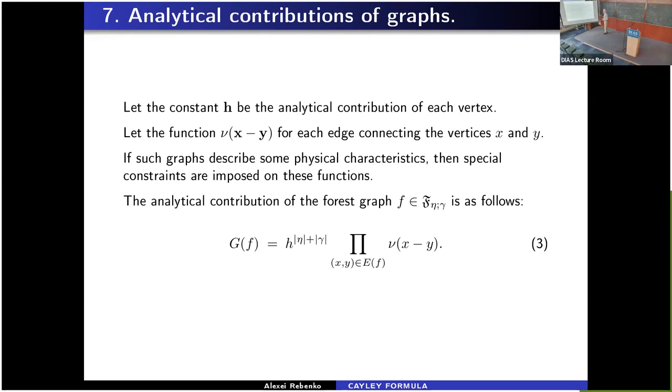So if we want only to prove our formula, the Cayley formula, we don't need this assumption. This will be the second part of my talk. The analytic contribution of the forest in this case is very simple. We have the constant to the power of the cardinality of all vertices, and the product over all lines.